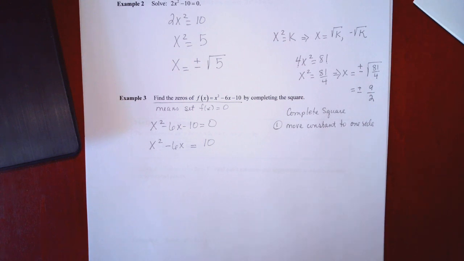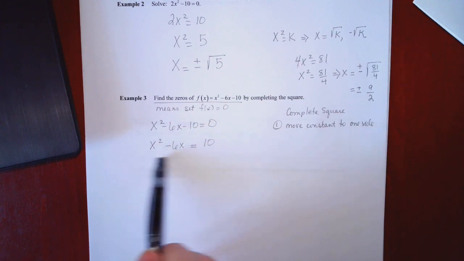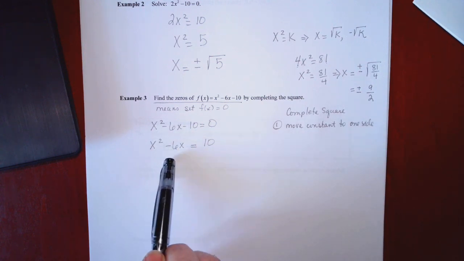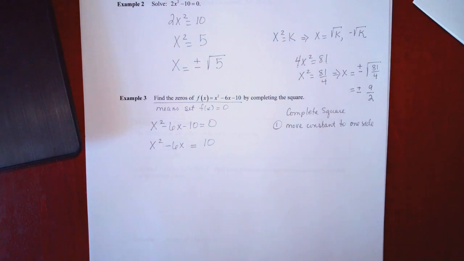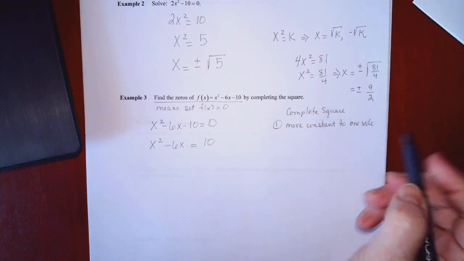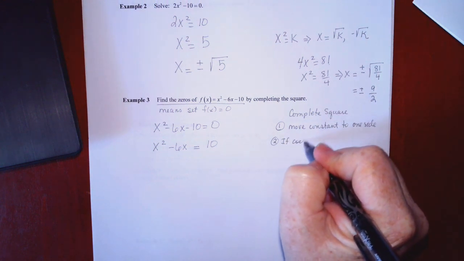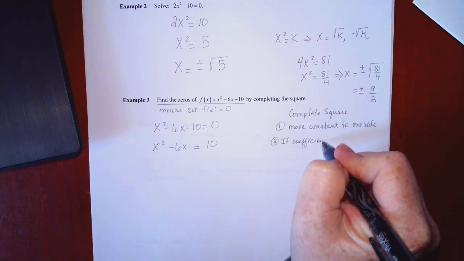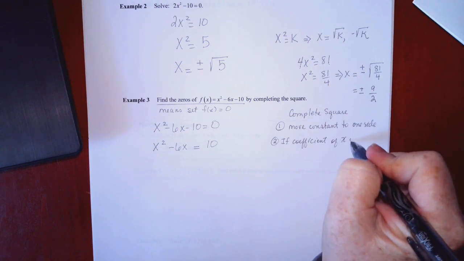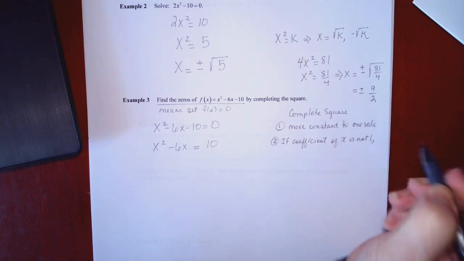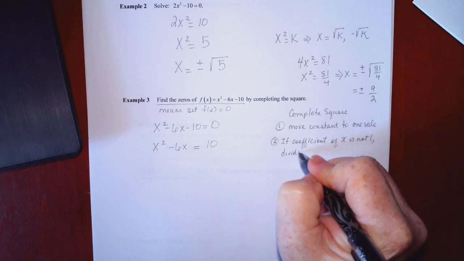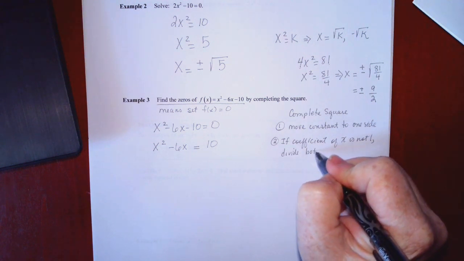Okay, so let me just tell you kind of where we're going. What we're going to try to do is make what's on the left here a perfect square so that we can use the square root principle. But we're going to have to do some finagling first. Once we moved the constant to one side, if the coefficient of x is not 1, divide both sides by that coefficient.